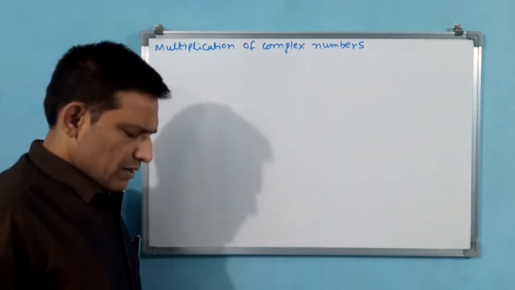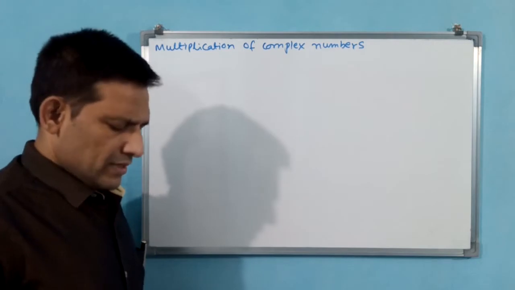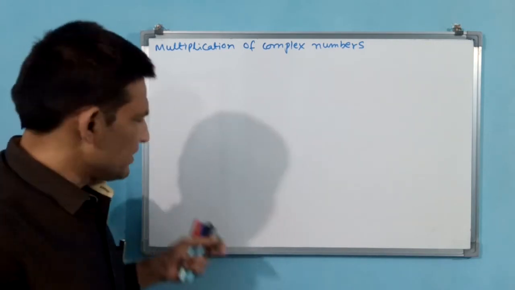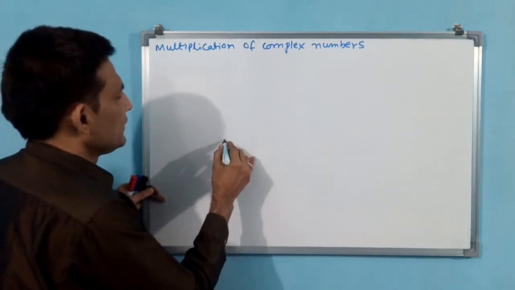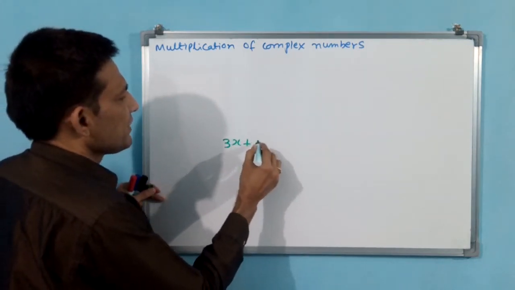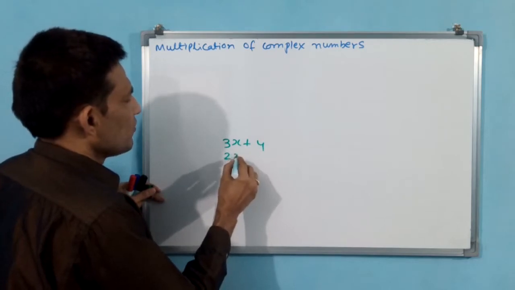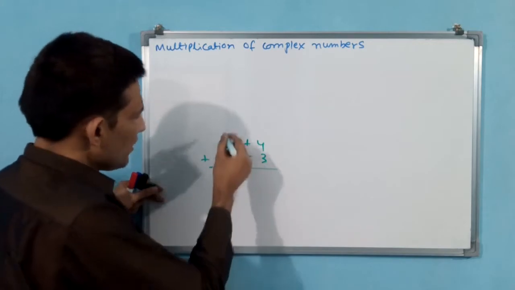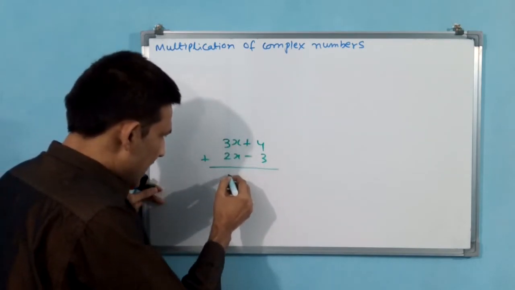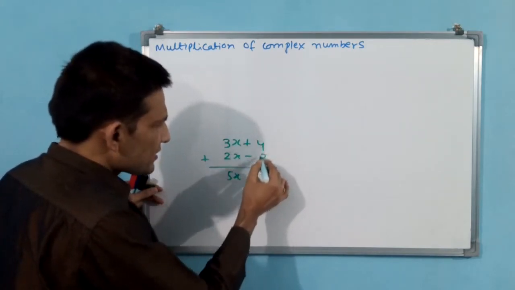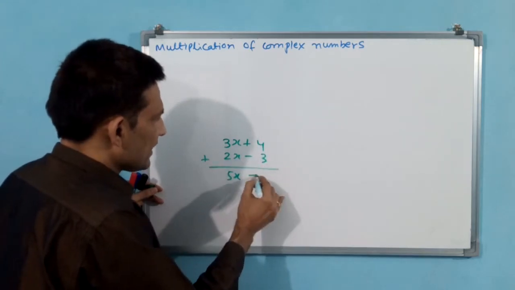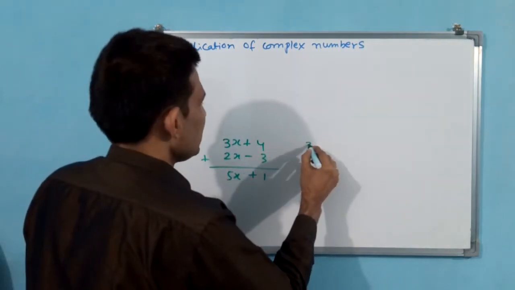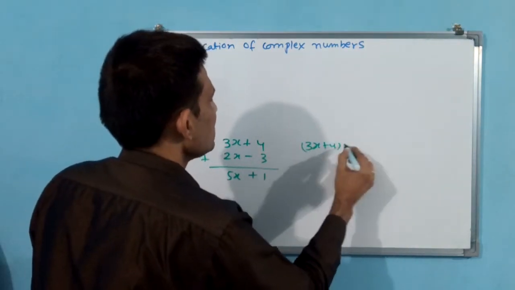See, multiplication is a little bit different from addition. Addition means, you see like this: 3x plus 4 and 2x minus 3. If addition is there, what we do normally is add the x terms, 5x, and add the constant terms, 4 minus 3, which is 1. But when it comes to multiplication, with the same numbers, you see what we are going to do.